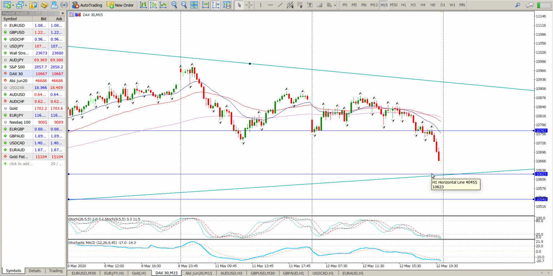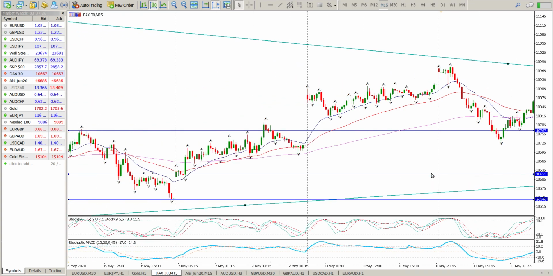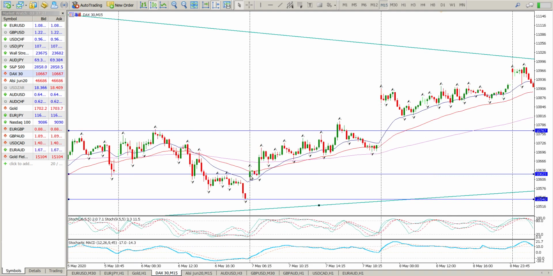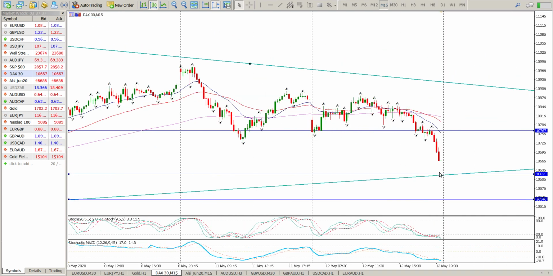But watching 10623, you'll see any form of structure like this at a break above gives you an opportunity to be long. Okay, the converse is true if we break through this. If we break through 10623, you want to see price come back and test it.